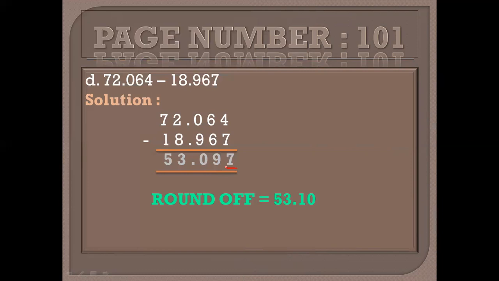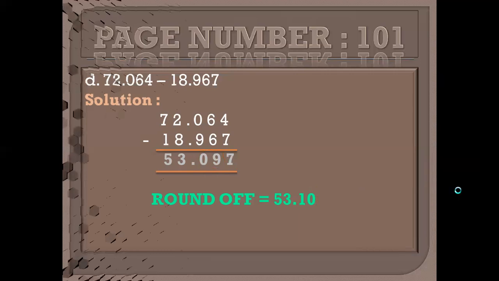72.064 minus 18.967. After subtracting, 53.097. 7 is on the thousands place. It means that we give 1 increase in 0.09. When we add 1 in 9, it will become 10. After rounding off, 53.10 is our required answer.